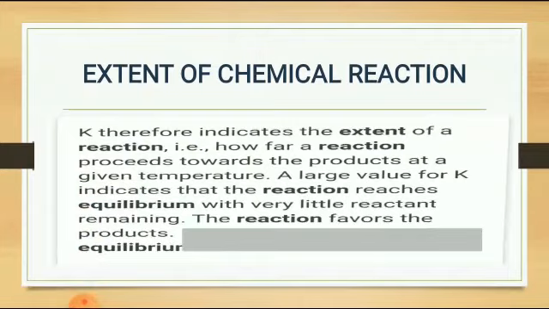Okay, extent of chemical reaction. This is important. Kindly pay attention. Kc indicates extent of a reaction, means how far a reaction proceeds toward the products at the given temperature, or towards the reactant at a given temperature. A large value of Kc indicates that reaction is on the forward side, more product is formed. And a smaller value of Kc indicates that reaction is backward, or more reactant is formed.